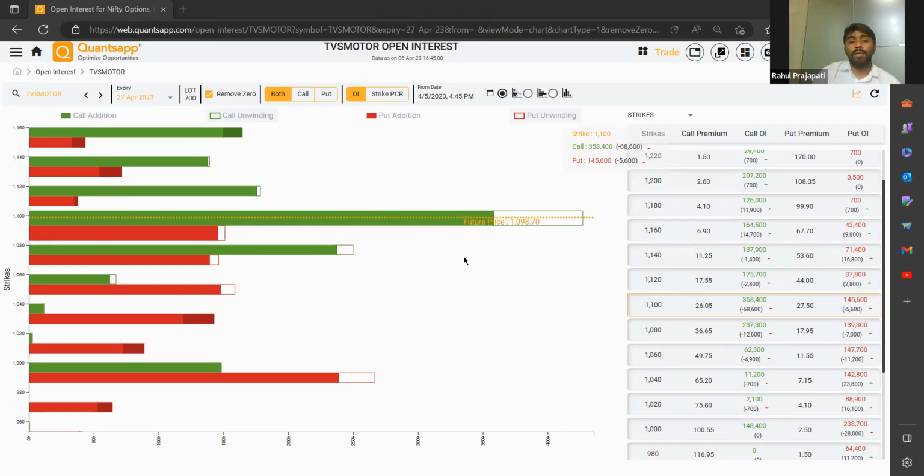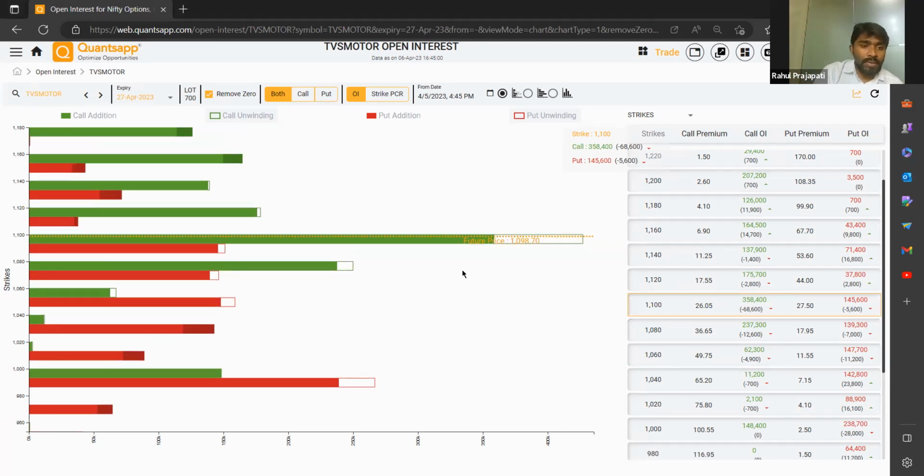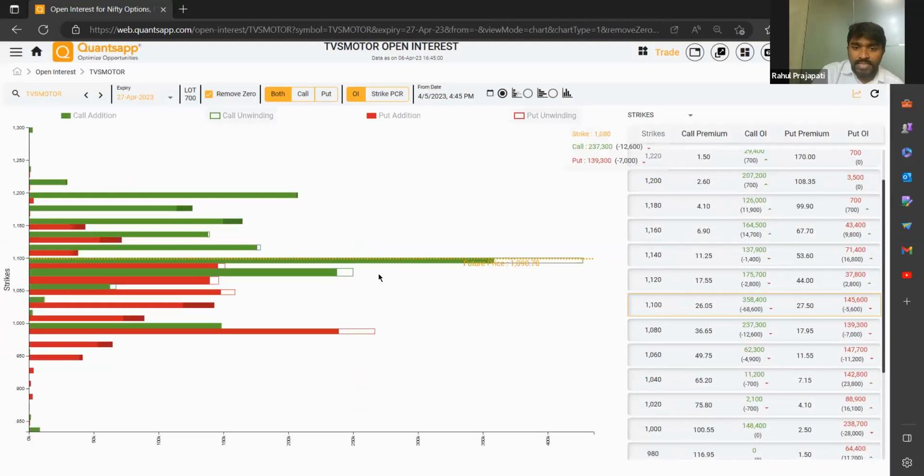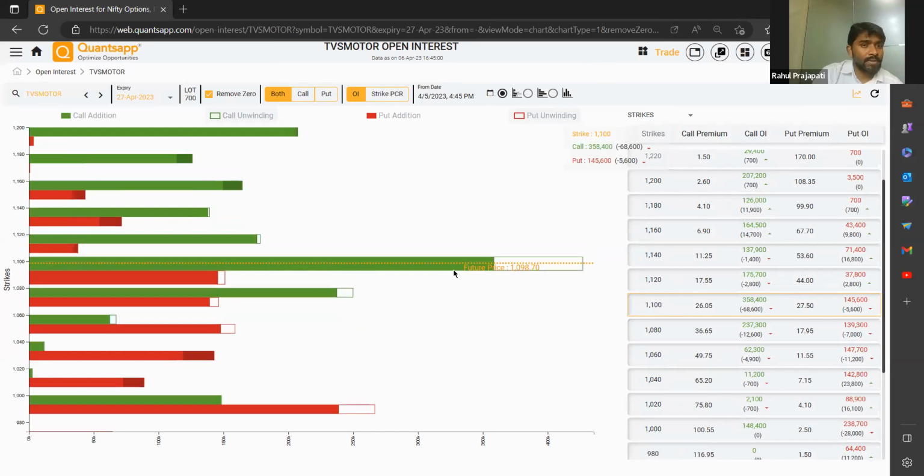Now you can see that as an option buyer, we will only make money when option sellers are trapped. And this is the condition where option sellers are being trapped because TVS Motor is trending, right? But the question is, in how many stocks will you keep on going and finding this kind of trap? Luckily, we got something in TVS Motor, right?